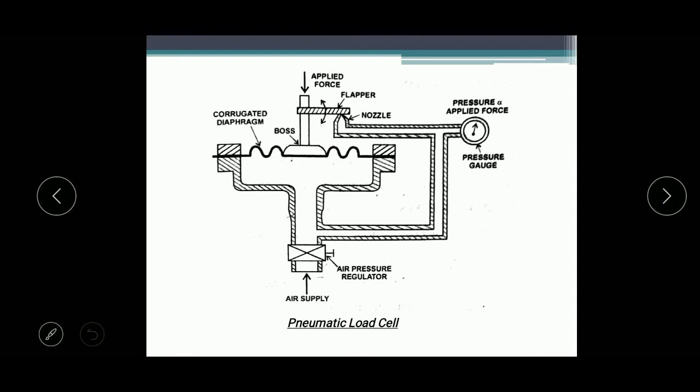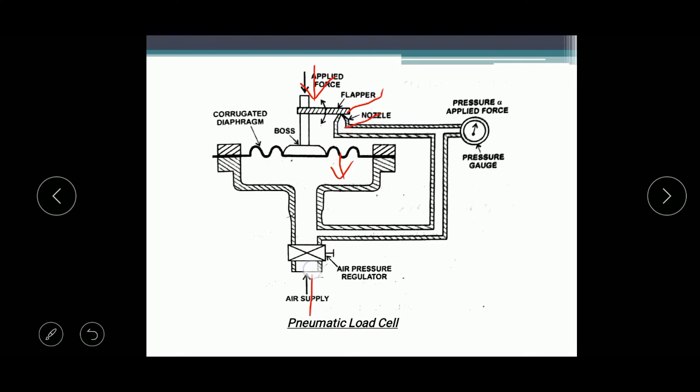If you see here, this is the corrugated diaphragm, and to the corrugated diaphragm a boss is attached, and an air supply regulator, nozzle and a pressure gauge are arranged as shown in the figure, and there is an important part, a flapper arranged to the boss. Now if you see the working of the pneumatic load cell, the force to be measured is applied to the top side of the diaphragm. Due to this force, the diaphragm deflects and causes the flapper to shut off the nozzle opening.